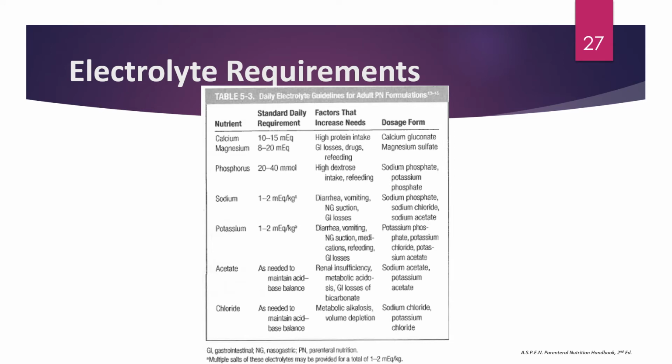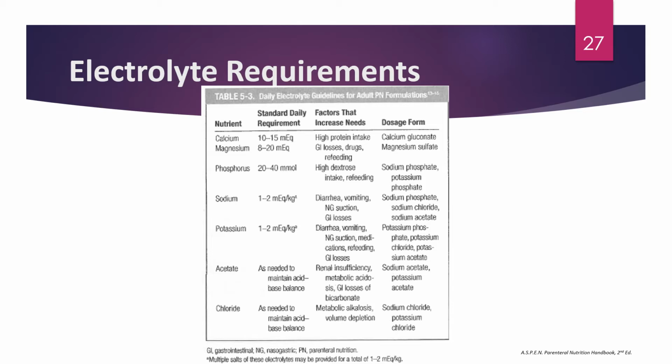Electrolyte requirements for a PN bag will vary depending on what type of electrolyte you have. There are standard daily requirements for each electrolyte. For example, for calcium, it's 10 to 15 milliequivalents. For magnesium, it's 8 to 20 milliequivalents. For phosphorus, it might be 20 to 40 millimoles. For sodium and potassium, it might be 1 to 2 milliequivalents per kilo. And for our acetate salts and chloride salts, we usually balance these as needed to maintain acid-base balance.